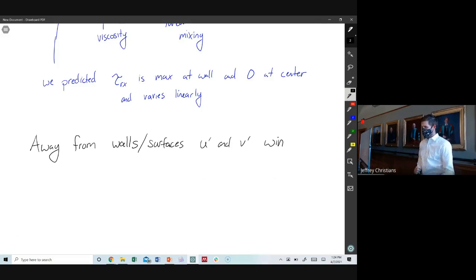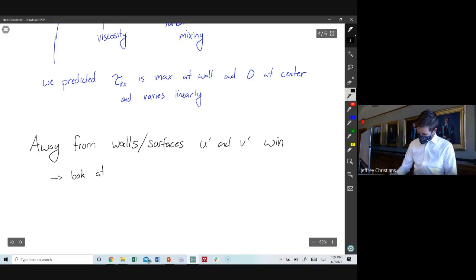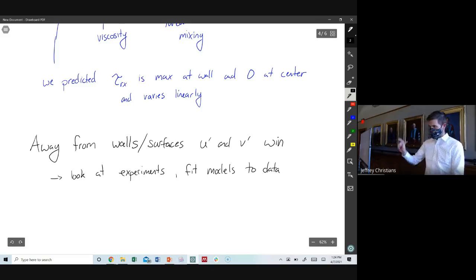So away from walls or surfaces, u prime, v prime, remember those are the random fluctuations. Those win, those become the dominant factor, and that is why we have such a hard time dealing with it. So we look at experiments and fit models to data. We're kind of completely changing.